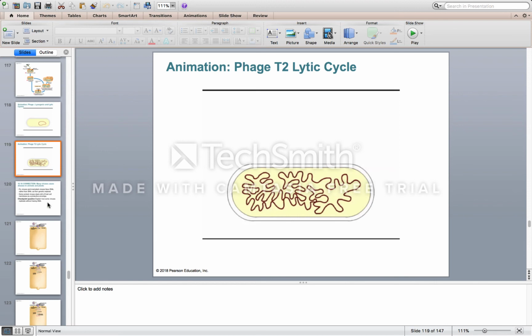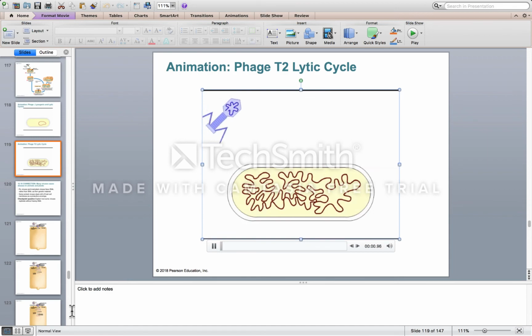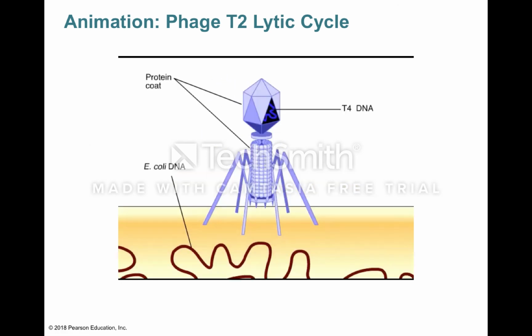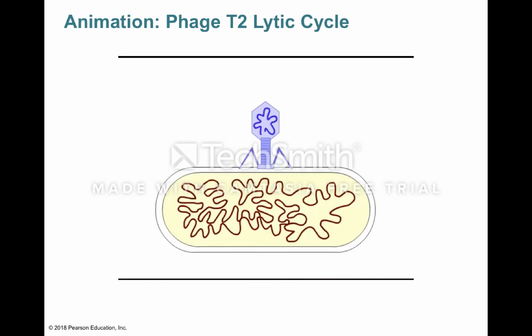So this is, again, that phage of T2. Let's see what this does. Bacteriophages or phages are viruses that infect bacteria. This is a T4 phage, which consists of DNA inside a protein coat. The lytic cycle begins when the tail fibers of the phage stick to receptor sites on the surface of a host bacterium, such as E. coli. The phage injects its DNA into the host cell, leaving the empty protein coat outside.